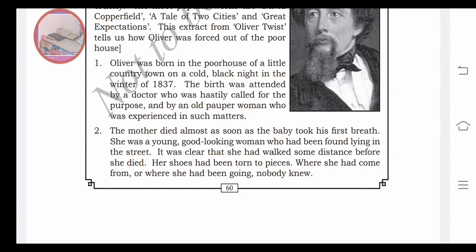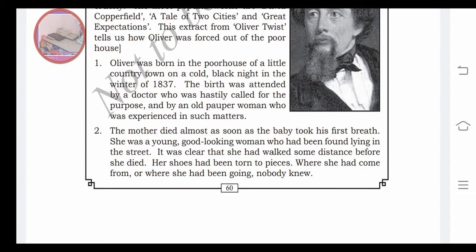So here in this stanza, first thing, his mother died. Second, she was a good looking woman, and she was lying in the street. In the street, in the sense, you can imagine there was no home for her, and no one was there to take care of her. Then it was clear that she had walked some distance before she died. Her shoes were torn, so she walked some distance.